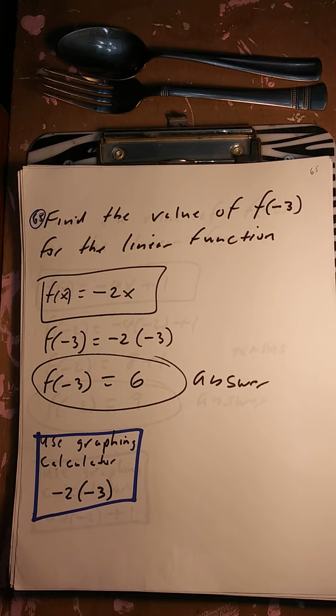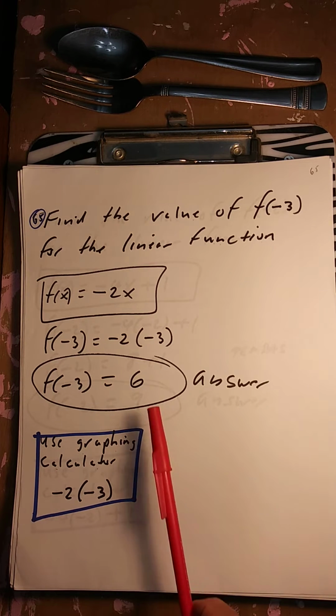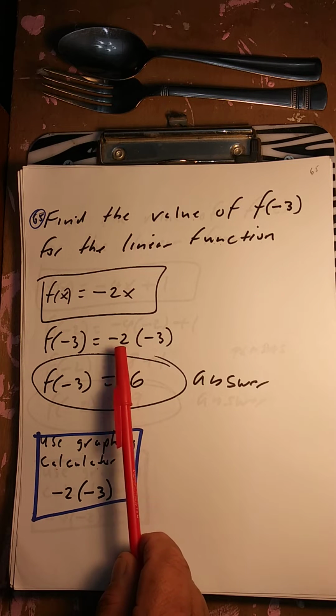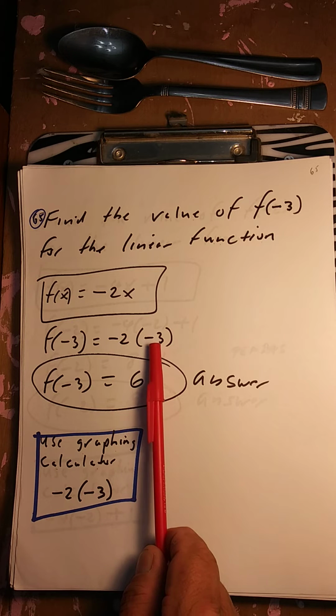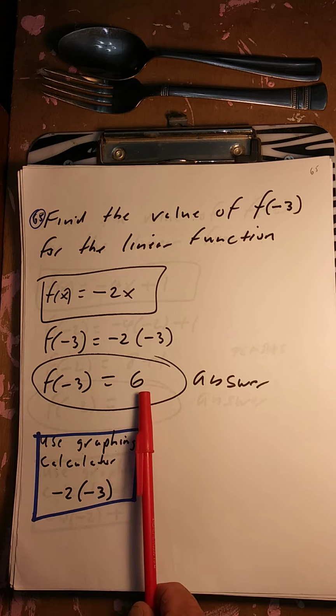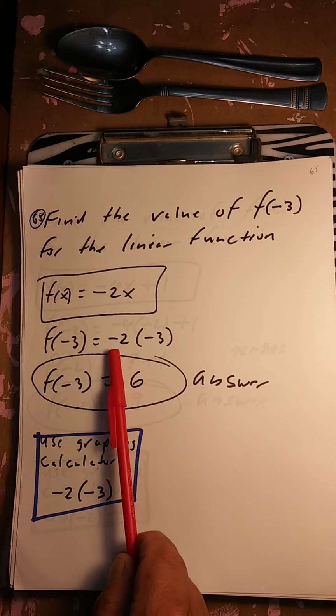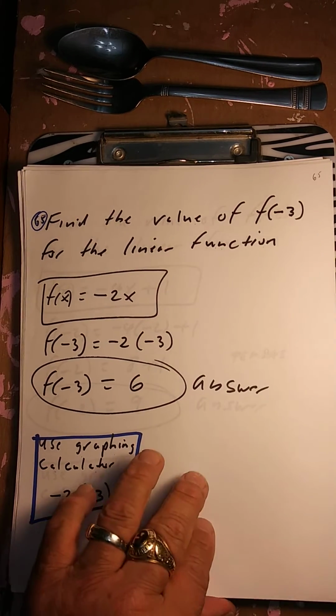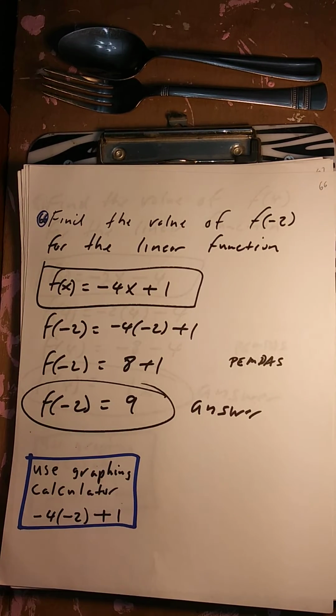Find the value of f of negative 3 for the linear function. F of x equals negative 2x. Put it in there. So now we're going to have a negative 2 times a negative 3. A negative times a negative is a positive 6.